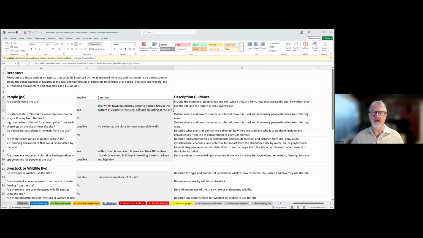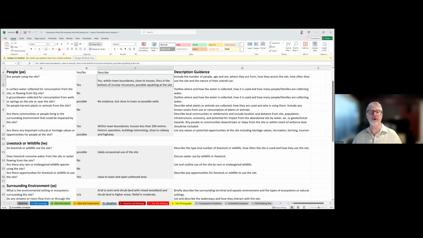Yes. It's within town boundaries. It's close to houses. There's fires in the bottom of the circular structures, and possibly there are some squatters at that site. We have a question: is surface water collected from the site? The answer to that was no.